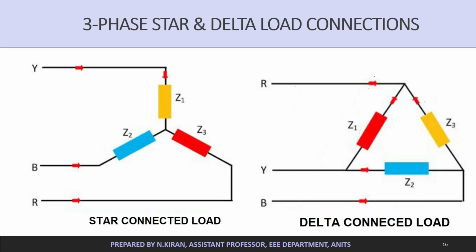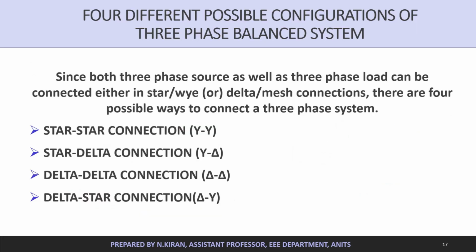Similarly, the load that is present can also be connected either in the form of star or in the form of delta. Hence, both the supply as well as the load can be connected in either star or delta. So the entire three-phase system can be connected in four possible manners, that is star-star, star-delta, delta-delta, and delta-star. These are the four possible configurations of connecting a three-phase balanced system.